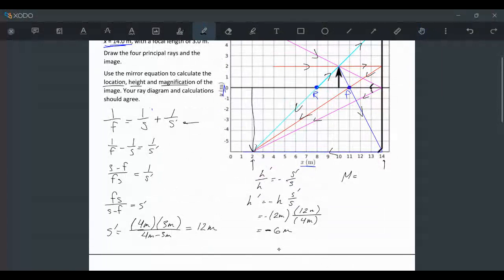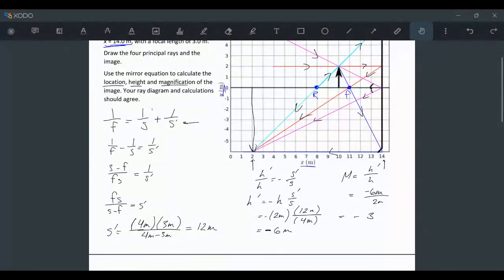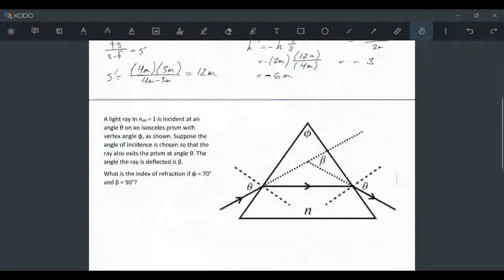And lastly, the magnification. We can just choose any. We have all 4 quantities that we could use. Let's just go H prime over H. That's minus 6 meters divided by 2 meters. So the magnification is minus 3. So the minus means the image gets inverted and 3 times bigger. So I think this all agrees. Hopefully that's clear. Let me know if it's not. Otherwise, we'll press onward.